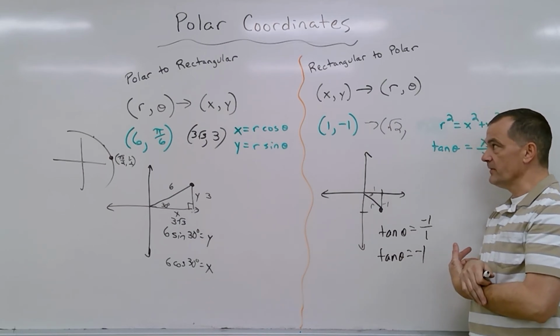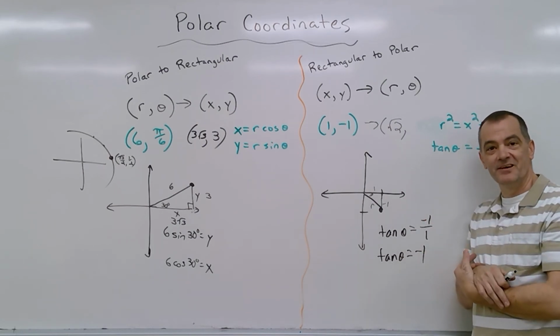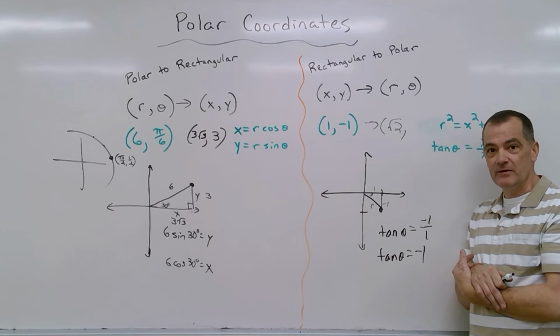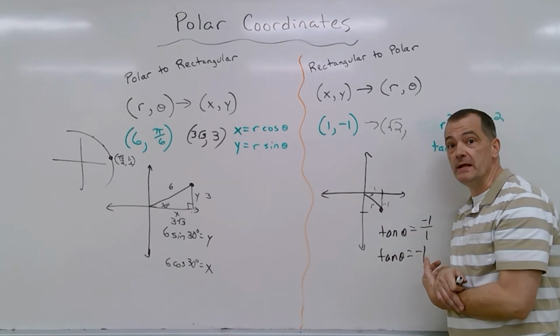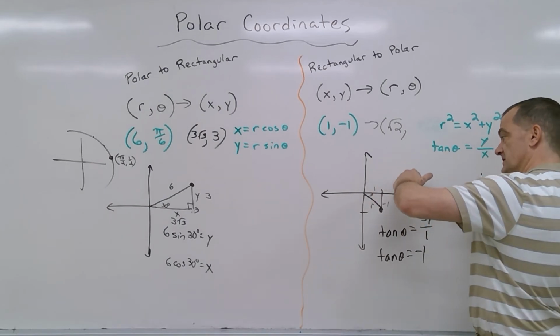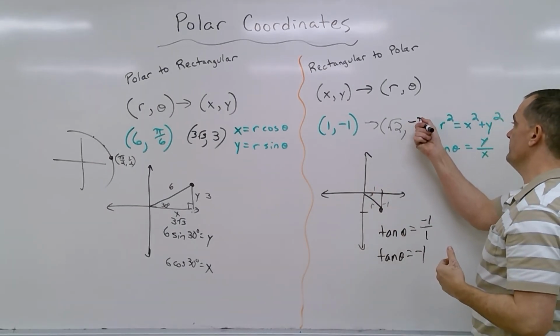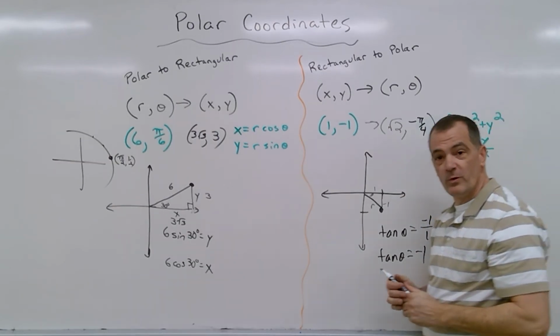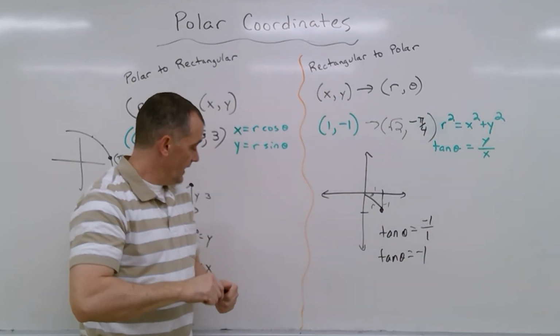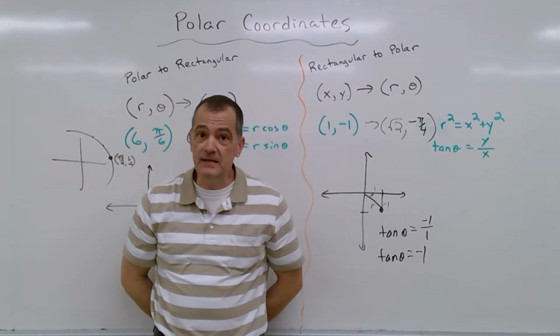We kind of know what that is, don't we? 45 degrees, yeah, pi over 4 radians, but it's that direction, it's clockwise, so that's -pi over 4 radians. Very simple. These are really fun, really simple.